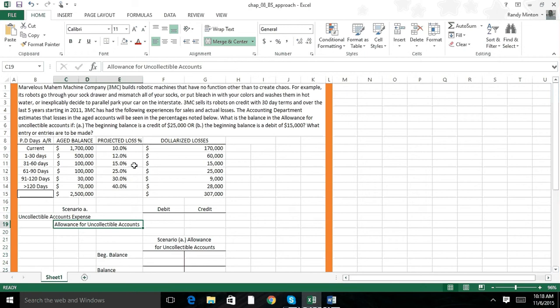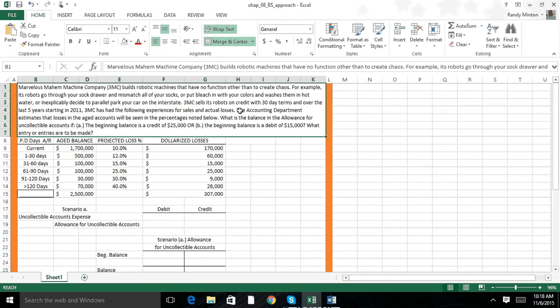And I'm going to start by reading what we're asked to do in this particular problem. And again, this is a problem that I created, so you can't find this in your book. But I'm going to start right here where it says the accounting department estimates that losses in the aged accounts will be seen in the percentages noted below. That's these right here. And the aged balance is in this column right here. And we're going to start with the current.